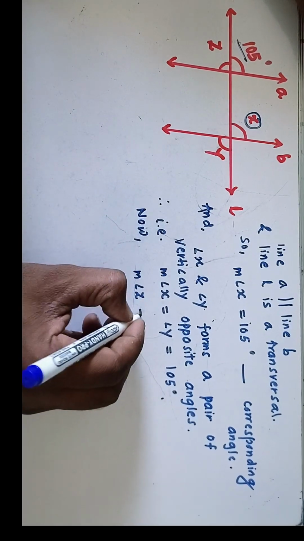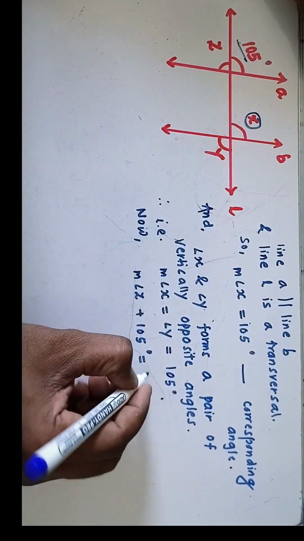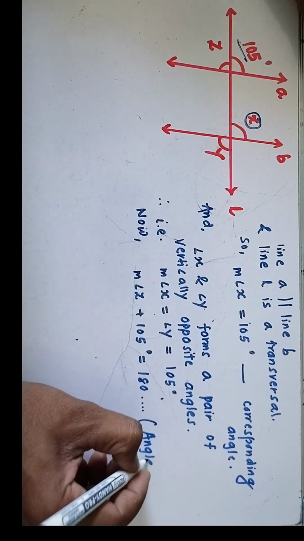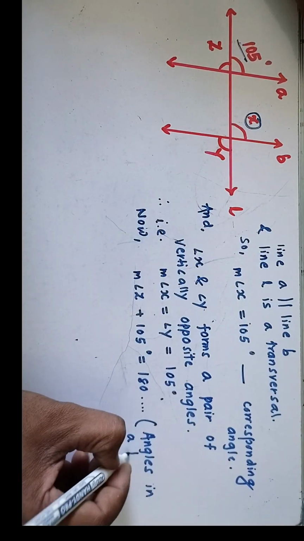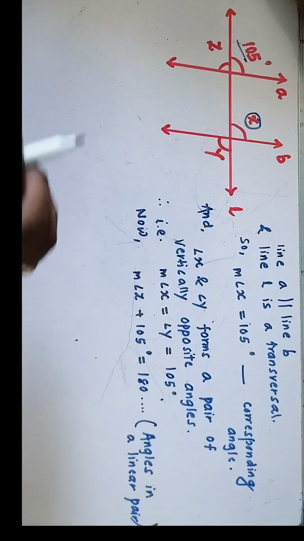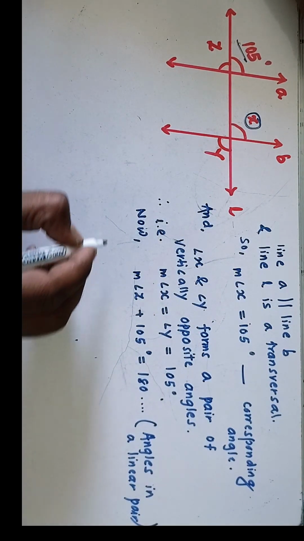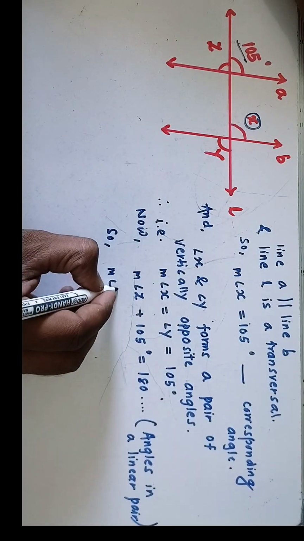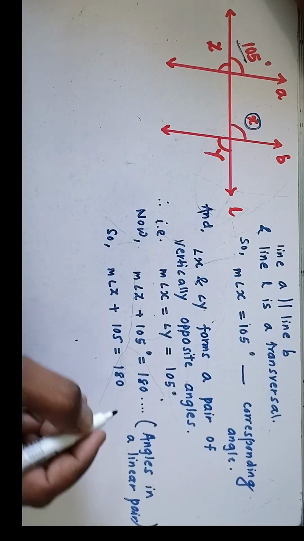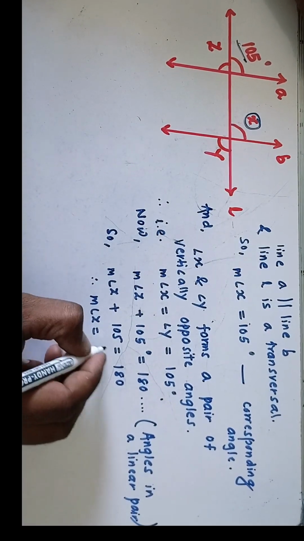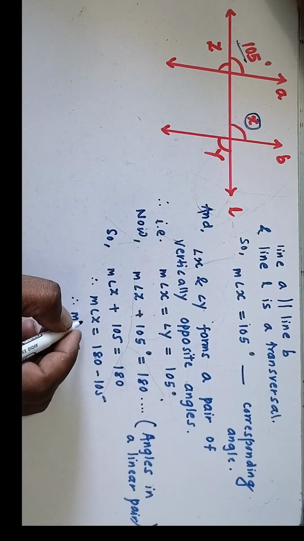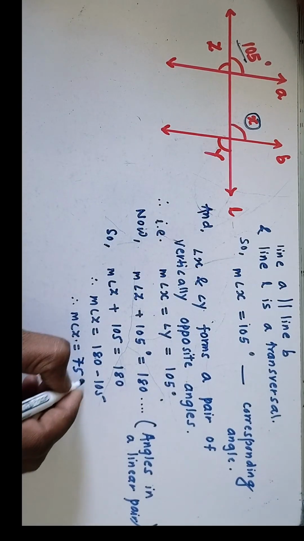Now measure of angle z plus 105 degree is equal to 180 degree, because angles in a linear pair, we know that whenever angles are in the linear pair, एक लाइन में जब एंगल्स बनेंगे तो सम ऑफ द लीनियर पेयर एंगल्स इज 180. सो मेजर ऑफ एंगल z प्लस 105 इज इक्वल टू 180. ये इधर जाके माइनस हो जाएगा. Measure of angle z is equal to 180 minus 105, that of angle z equal to 75 degree.